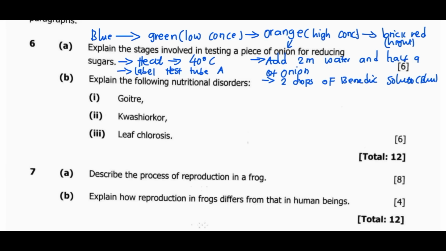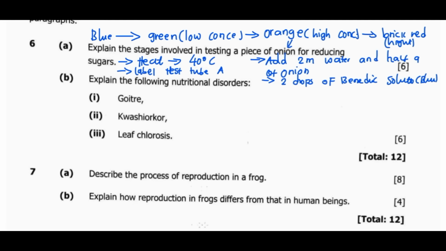So if the color changes only up to green, you have a low concentration. Then if it reaches orange, high concentration, brick red, high concentration. So that is it. These are the points that you have to put whenever you are asking a person to look at the testing piece of a substance for reducing sugar.